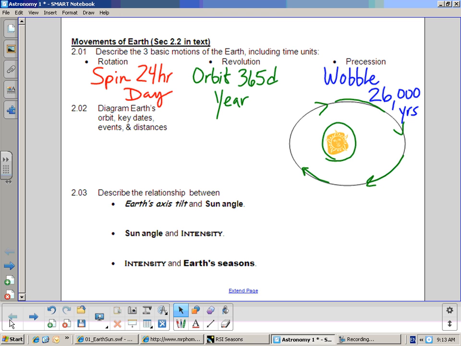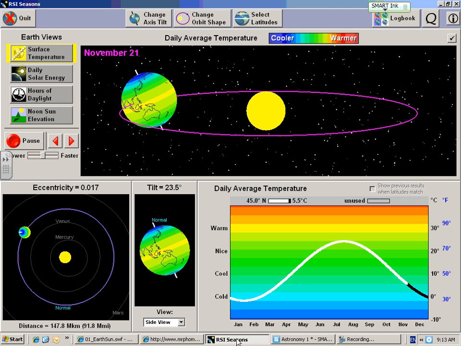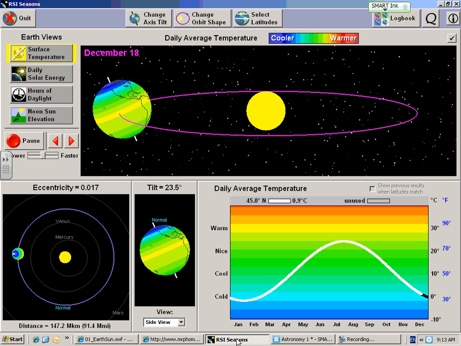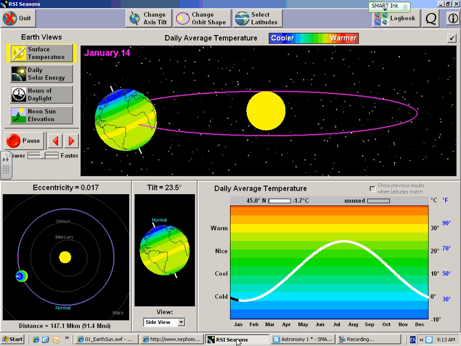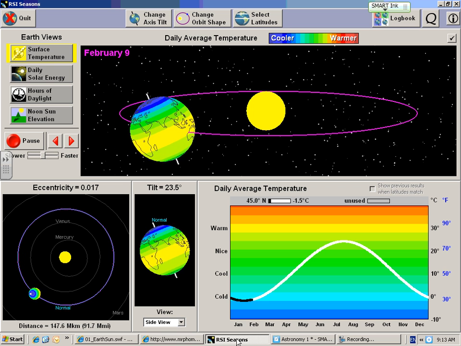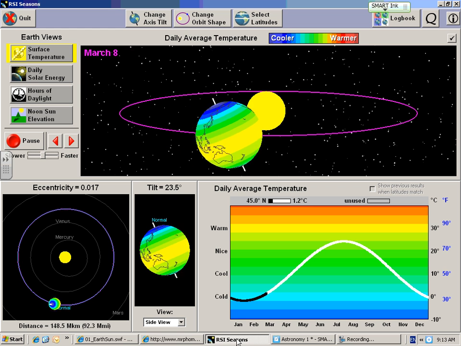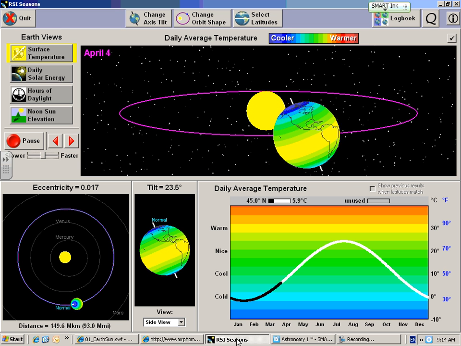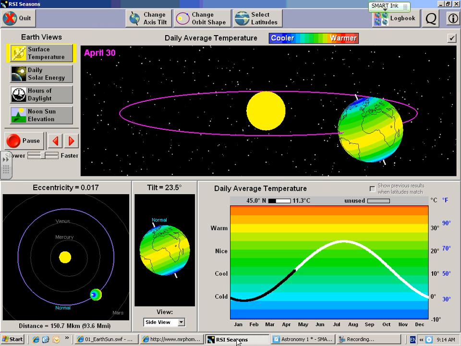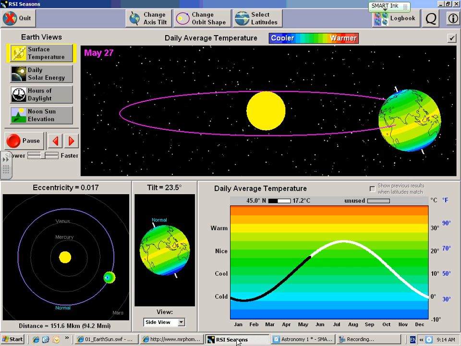To review, to summarize, our Earth goes through 3 motions: rotation, revolution, and precession. Let's see this in motion. This is a program we're going to be using in school, in our class. And let me point out the bottom left-hand corner. You see 2 small diagrams. The one that's just to the right, not in the corner, is our rotational diagram. You can see us spinning. Notice we're spinning not straight up and down, but on an axis.